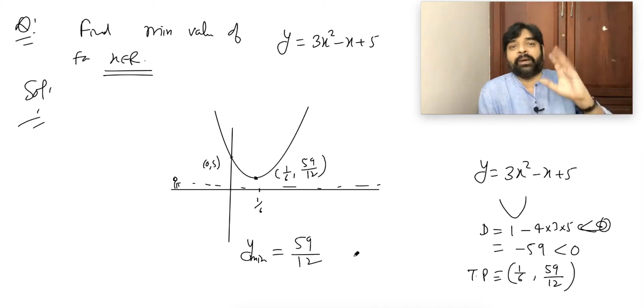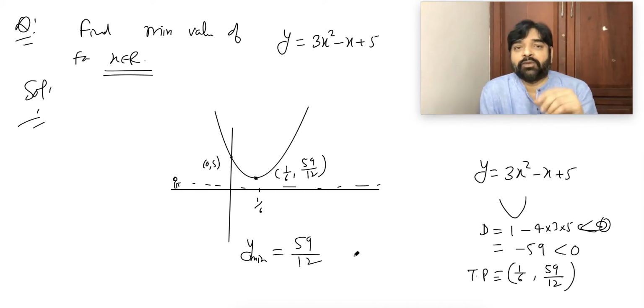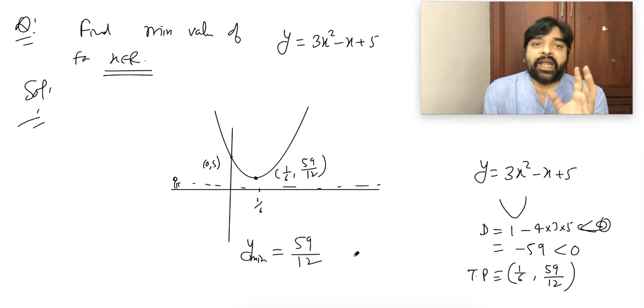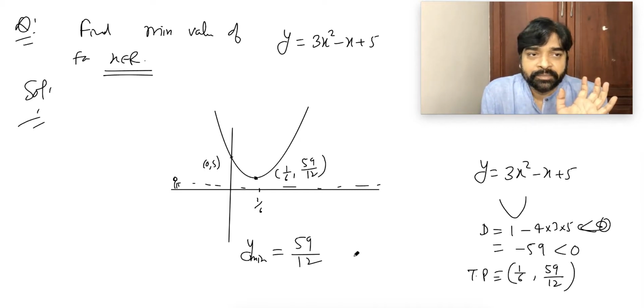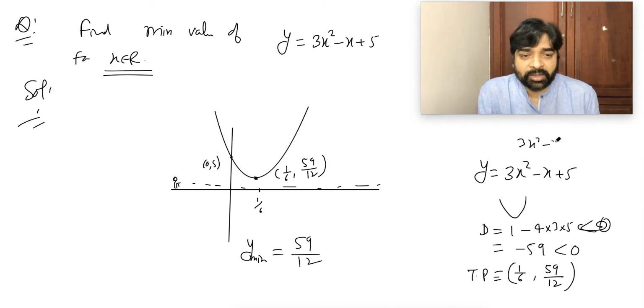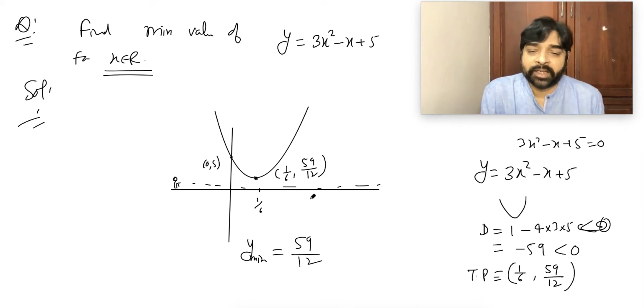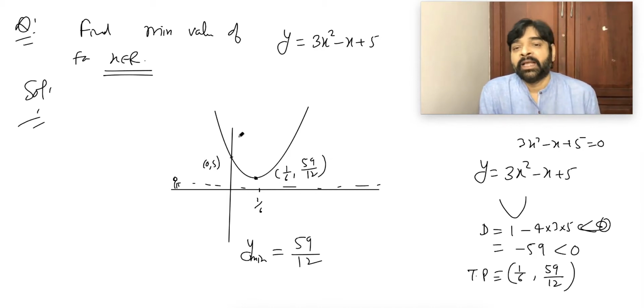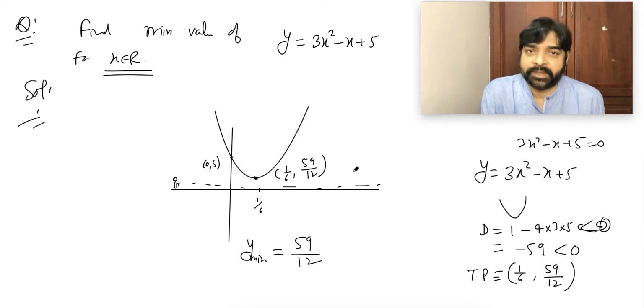Means whatever x you put, the smallest value of y that you will achieve is 59 by 12 only. I'm sure all of you are able to understand. Okay, that's great. Does this equation have real roots or not? No, because there is no intersection with the x-axis or touching of the x-axis. No real root. Okay.